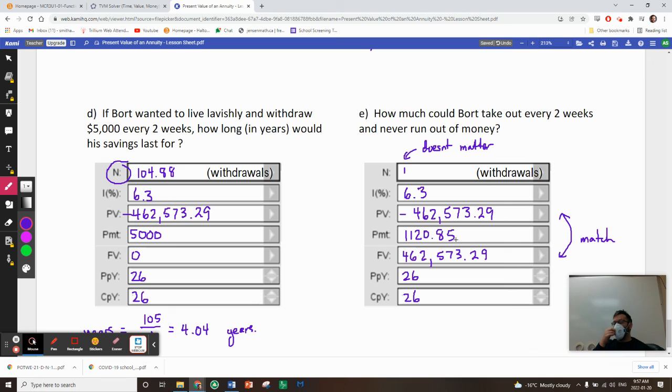All right, we did a variety of questions on the TVM solver, connected this idea of regular withdrawals to our geometric series from our last unit. Lots of good stuff today.